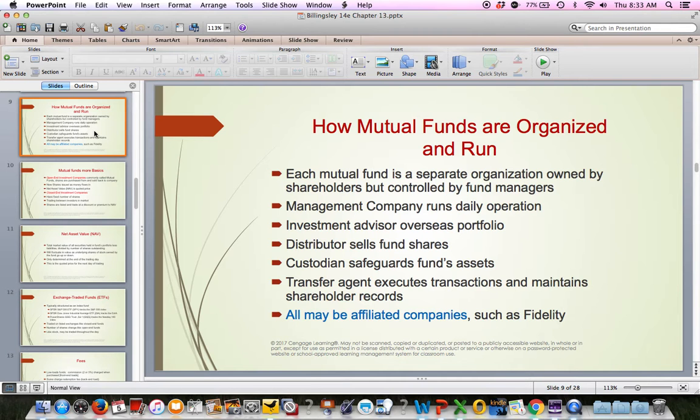So there is a lot of work that has to go into managing a mutual fund, more than you might realize, and that's part of why they charge some fees, because they've got to pay for those costs. You have an investment advisor who oversees a portfolio, makes decisions.